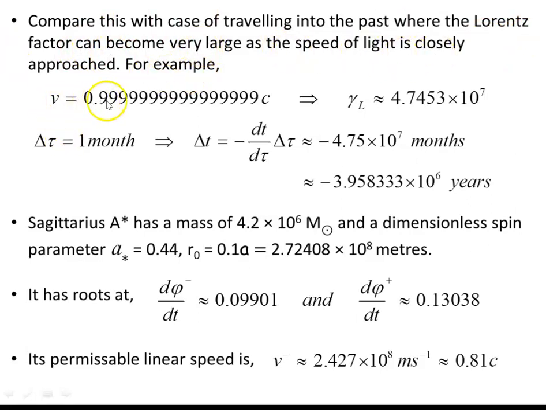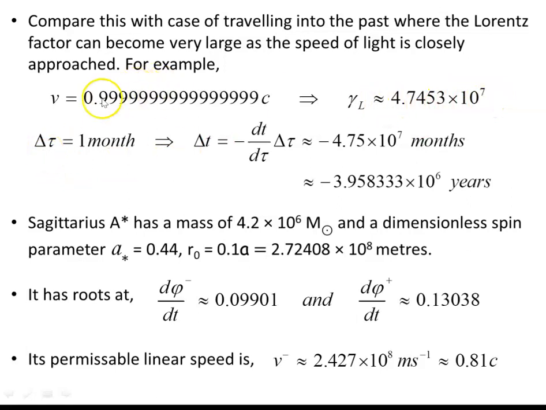So for instance, if we're travelling into the past, we can go beyond a speed of 78% the speed of light. We can go arbitrarily close to c here because there's not that limit, to give us a gamma factor of 4.75 times 10 to the 7.